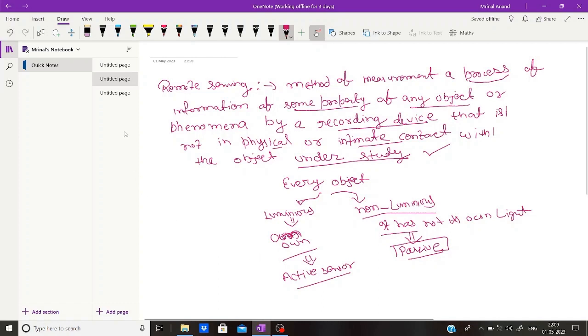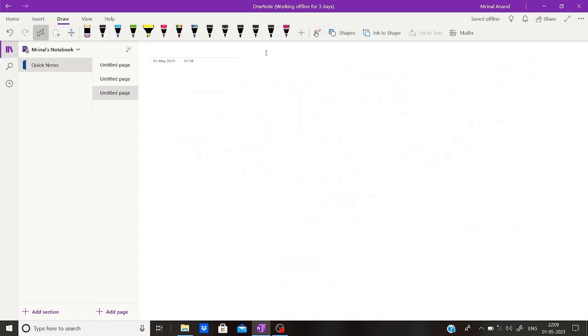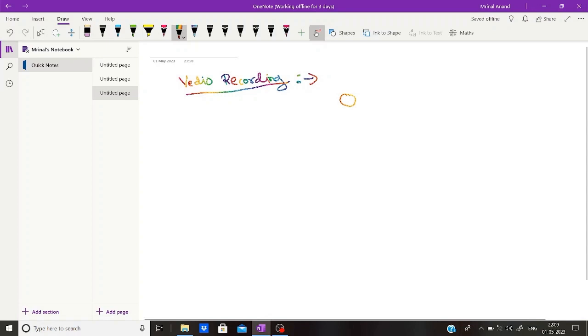So basically, when we are talking about remote sensing, like suppose someone is doing video recording. So what is happening during the video recording? Suppose this is a DSLR camera, and here is some person. So this camera is recording that person.